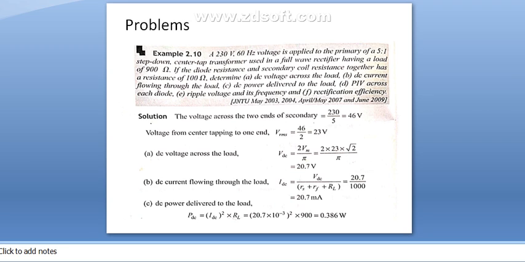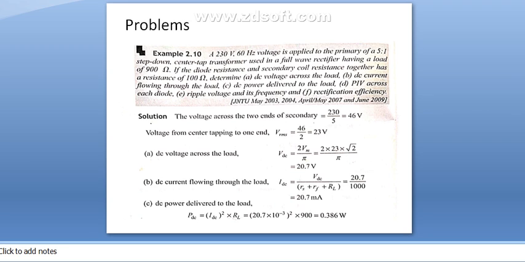So we have to calculate the DC voltage across the load, VDC. Next, DC current flowing through the load, that is IDC. Next, DC power delivered to the load, PDC, and peak inverse voltage across each diode, then ripple voltage and its frequency, finally the rectification efficiency. We have to calculate all these parameters.